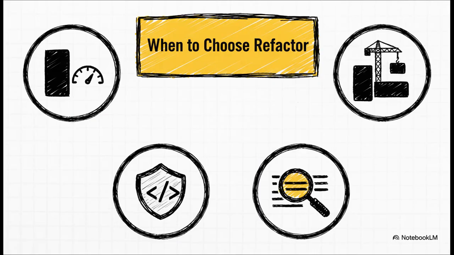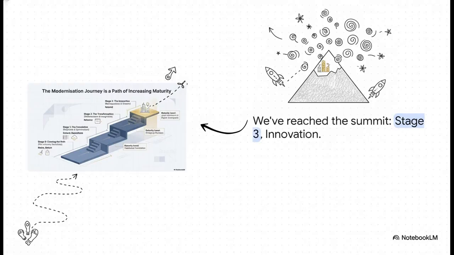So when do you refactor? It's the perfect choice when you've got one of those big, clunky, all-in-one applications, what we call a monolith, and you need to boost its performance or add new features without starting over. It's like performing targeted surgery to strengthen the application's core, making it way more secure and efficient. Let's keep climbing. We've made it to the top of our modernization map. We've reached the summit, stage 3.